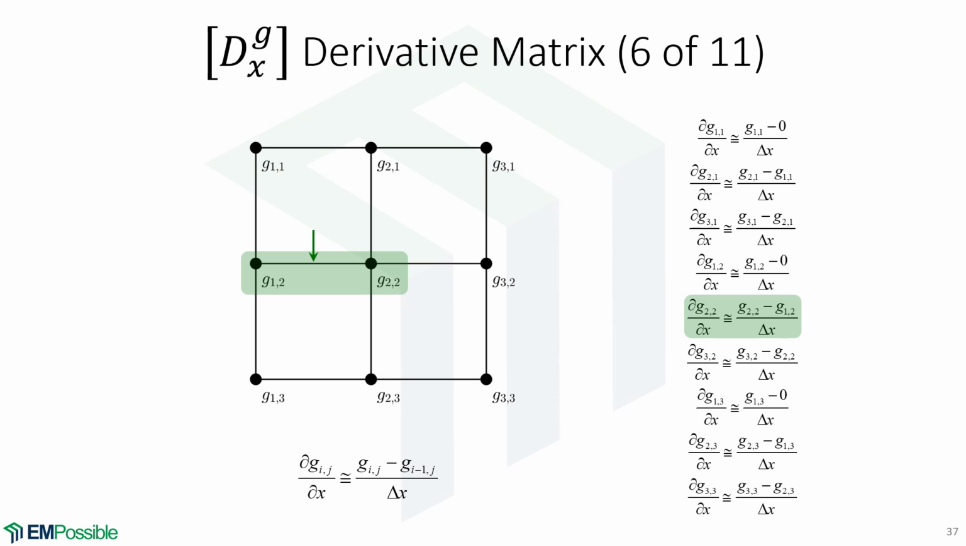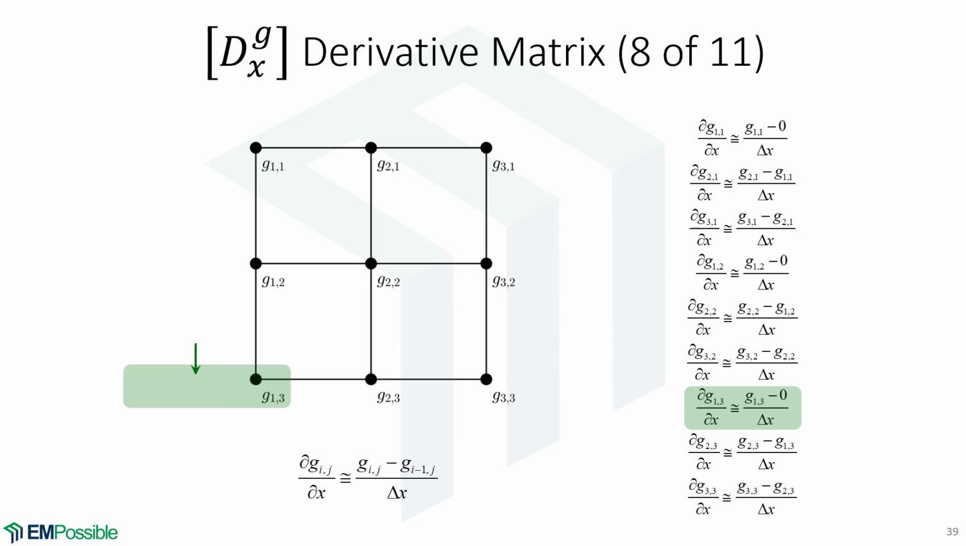Next cell. No boundary condition problems here, so this is an easy one. It's G22 minus G12 divided by the spacing between them, which is delta x. No boundary condition problems here either, so this is a pretty easy finite difference to write, and it's G32 minus G22 divided by the spacing between them, delta x.